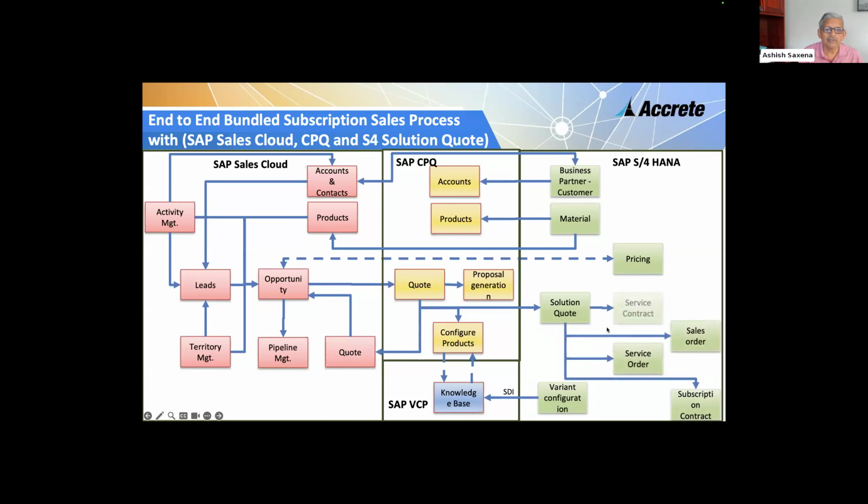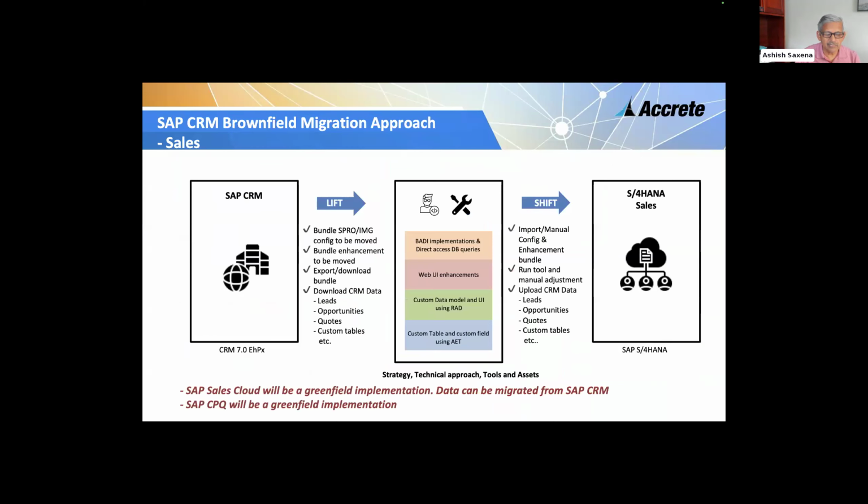And the solution code can then trigger follow-on documents called a service contract, a sales order, service order, subscription contract, etc., for follow-on processing as well. You could create a subscription order as well and do the same thing, but that's just another option which is there. So these are some of the options which are there for sales.